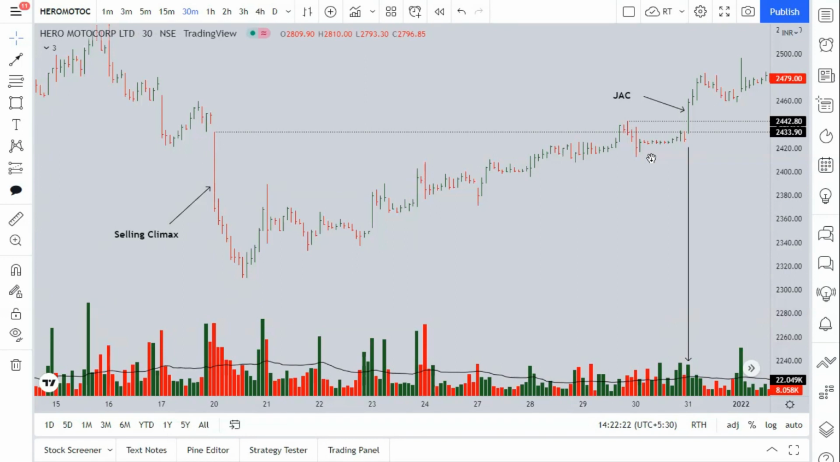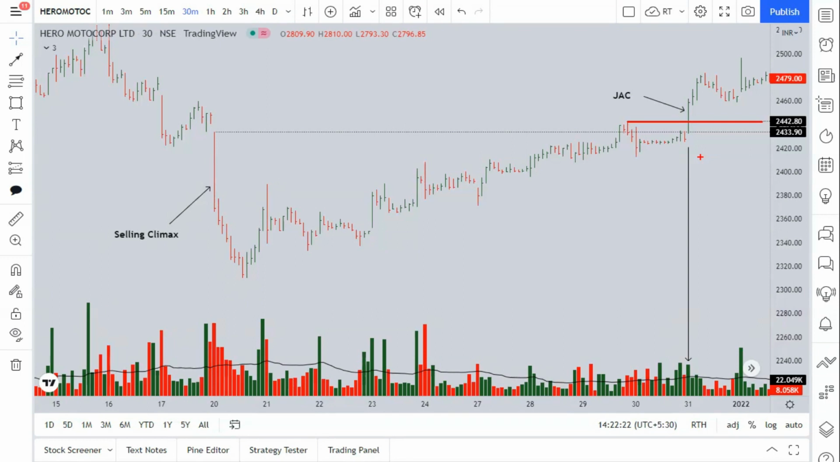Okay, so I was waiting in the market. I was waiting for the structure, but I kept my limit order right here. I kept a limit order for 50% of my orders. Let's assume that I wanted to buy 100 quantities of Hero MotoCo. Obviously, I didn't buy all 100 quantities at once.